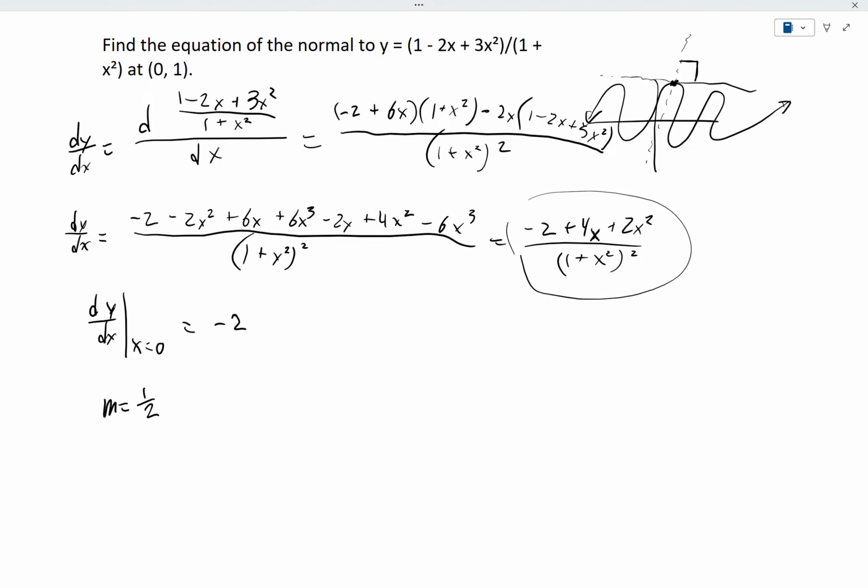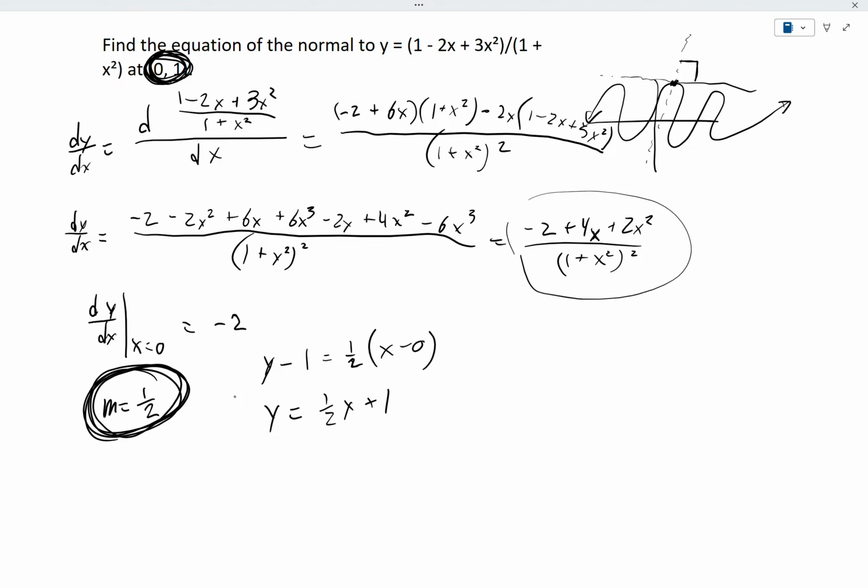So now, how can I find the actual equation of this normal line? Well, I know a point that it goes through. That's right here, (0, 1). And I know the slope. That's right here. If I know a point on the line and the slope, I can use point slope form to figure out the equation of the line. So I'm going to write y minus 1 is equal to m, 1/2, times x minus 0. That's just point slope form. That means y is equal to 1/2 x plus 1. And that's the whole thing. So that's the equation of the normal line.